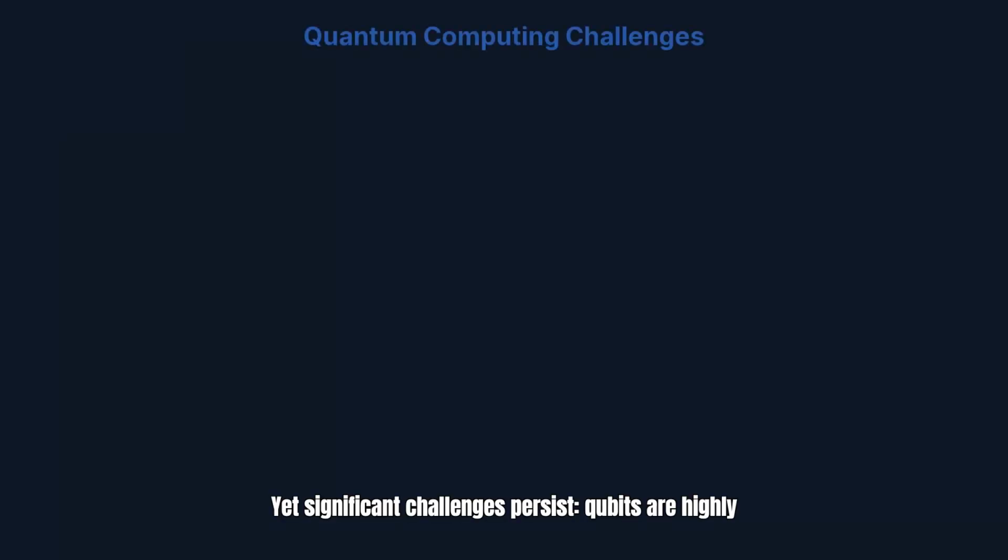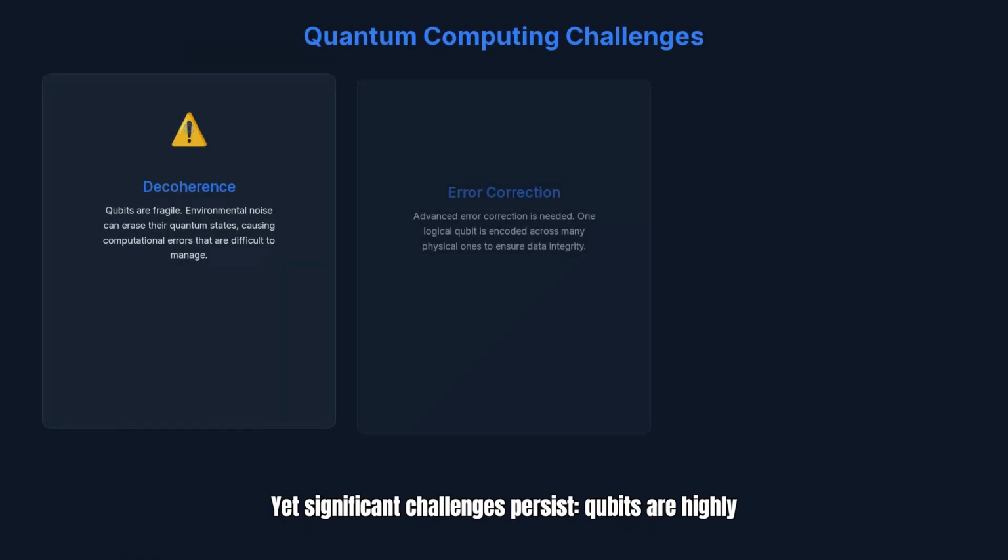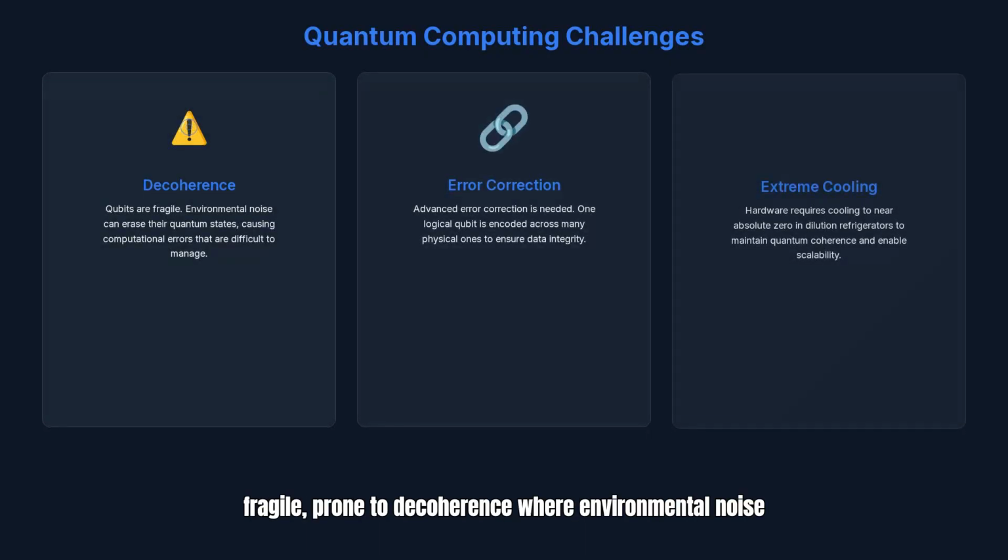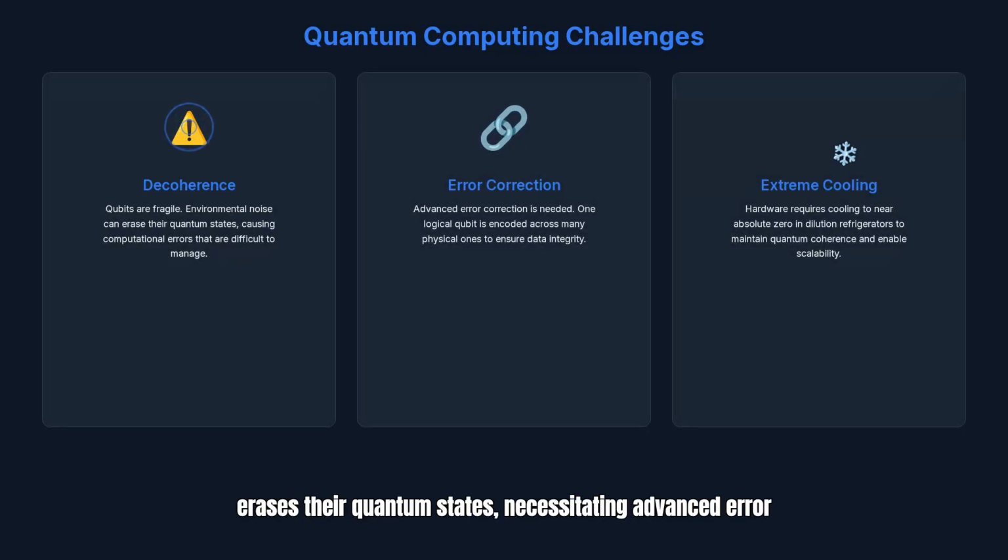Yet significant challenges persist. Qubits are highly fragile, prone to decoherence where environmental noise erases their quantum states, necessitating advanced error correction that encodes one logical qubit across dozens or hundreds of physical ones. Additionally, achieving scalability requires ultra-precise hardware and extreme cooling to near absolute zero in dilution refrigerators to preserve coherence.